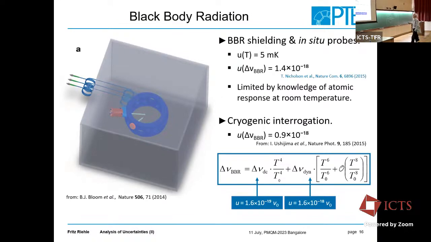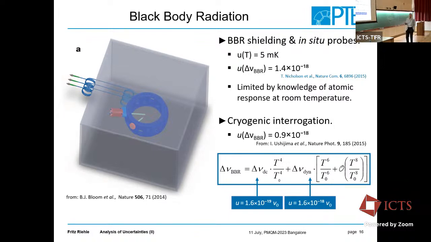Okay, what can you do with this? There are different approaches. You can measure the temperature everywhere at room temperature. That has been done at NIST, and they claim that the final relative uncertainty is 1.4 × 10⁻18, limited by the knowledge of the atomic response at room temperature.